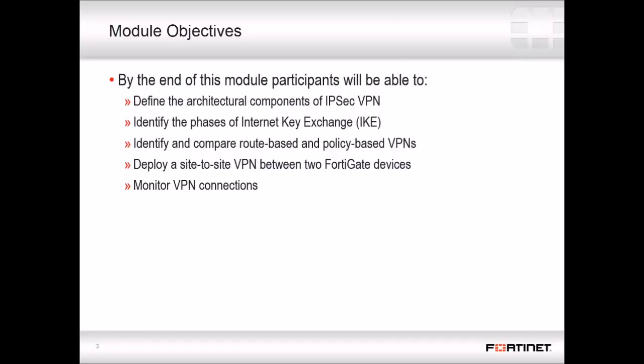By the end of this module, you should be able to identify the various components of an IPsec VPN, the IKE phases and mode, and the differences between policy-based and route-based VPNs. You will also learn to configure a point-to-point VPN between the two FortiGate devices and use the IPsec VPN monitor to check the status of each tunnel.